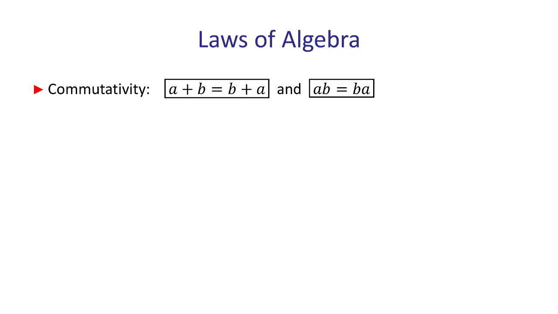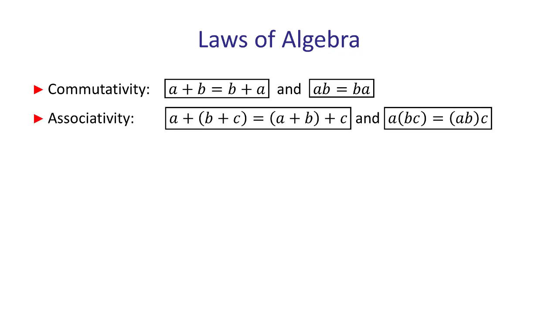Let's start with the simplest one, which is called commutativity. This rule says that some expression A plus some other expression B equals B plus A, which means that you can change the order of the addition. Similarly, you can change the order of the multiplication, and then A multiplied by B equals B multiplied by A for any A or B.